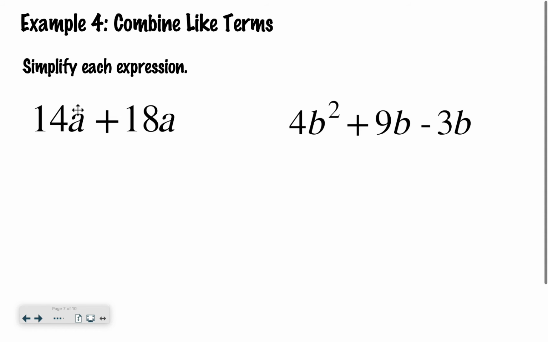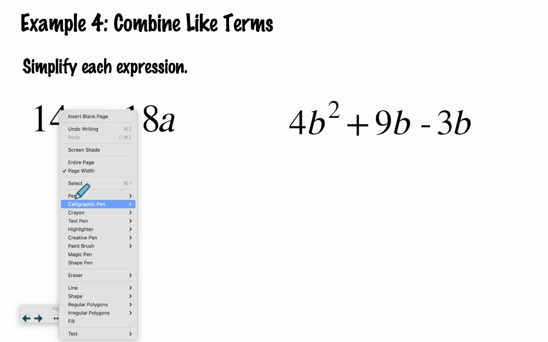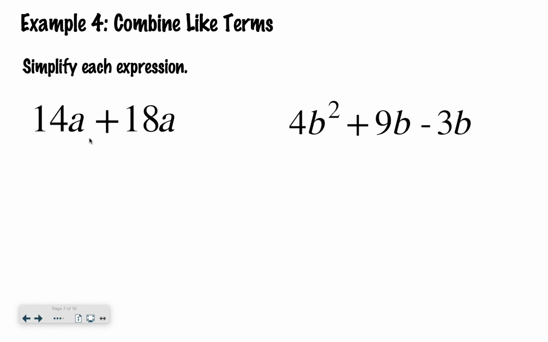Just like here, I have an A term and an A term. This is like 14 chickens plus 18 chickens. Okay, if I had 14 chickens and then 18 more chickens, that would be 32 chickens. And by chickens, I mean we are not talking about chickens. We are actually talking about the letter A. So I would write 32A.